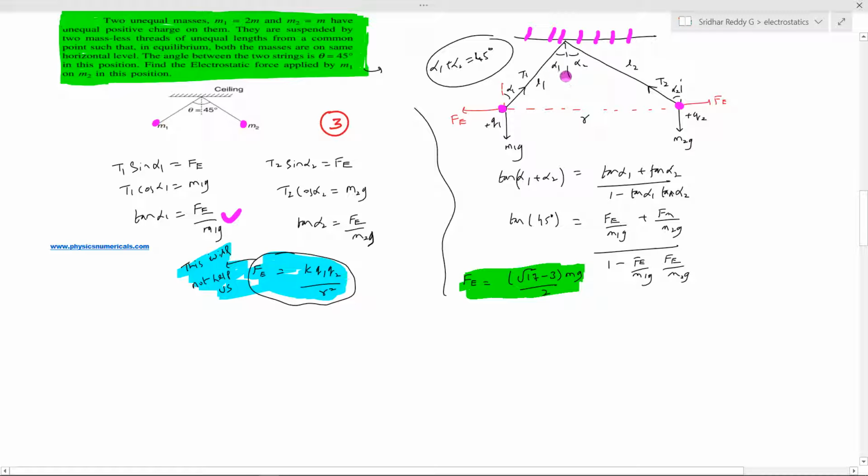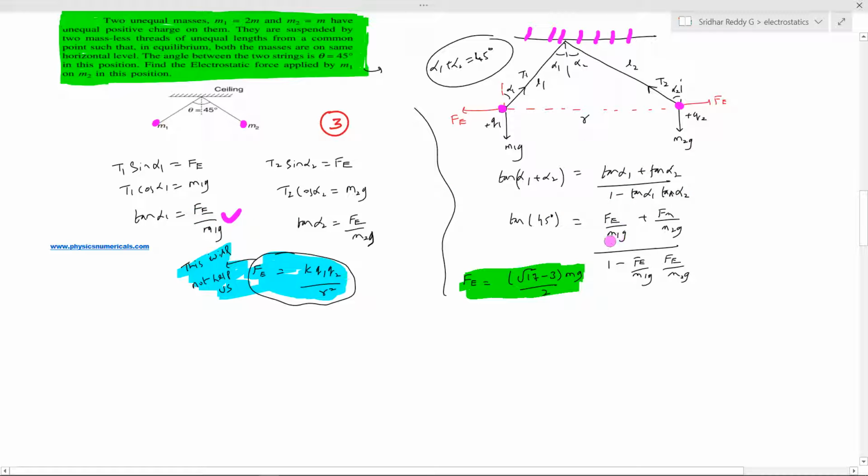Alpha 1 plus alpha 2 is 45 degrees. Again, we should calculate alpha 1 and alpha 2, so the calculations will be a little lengthy. Therefore, let me go for another approach. What is tan A plus B? Tan alpha 1 plus alpha 2 should be equal to tan A plus tan B over 1 minus tan A tan B.